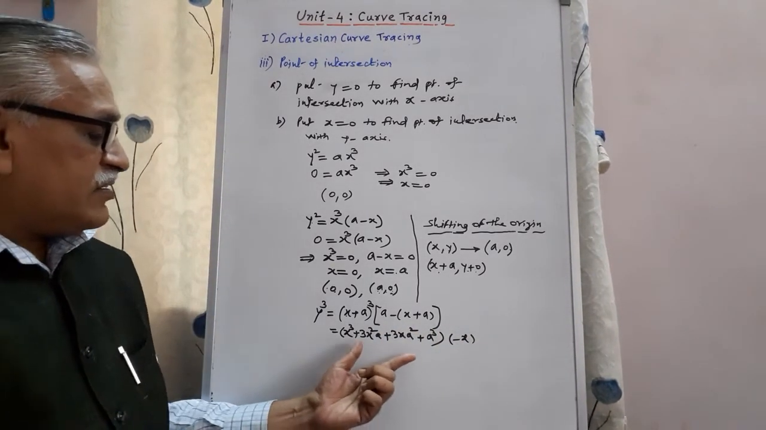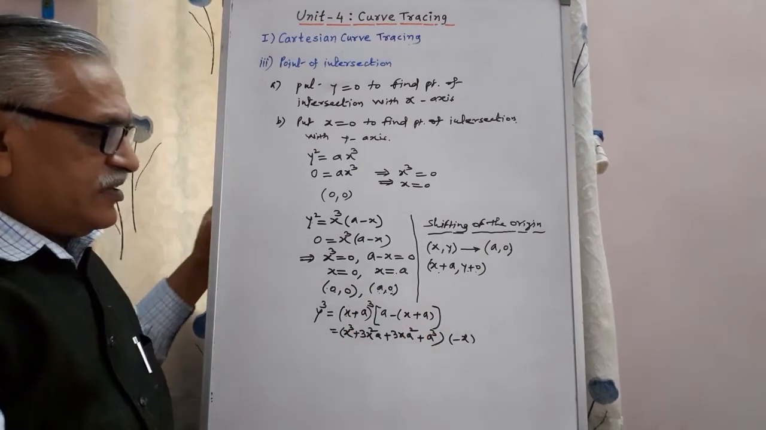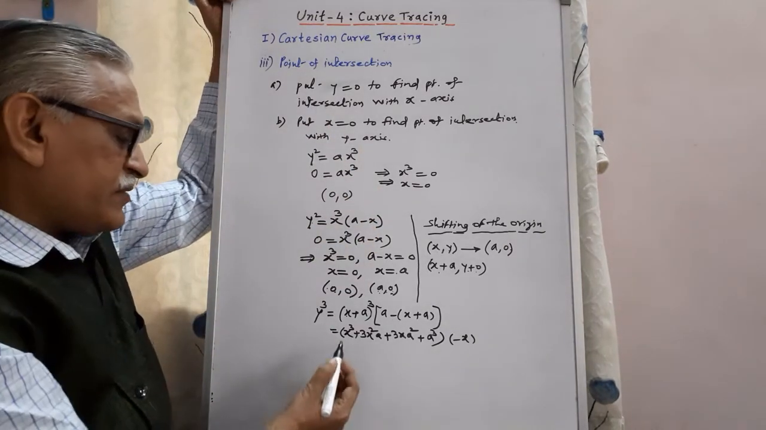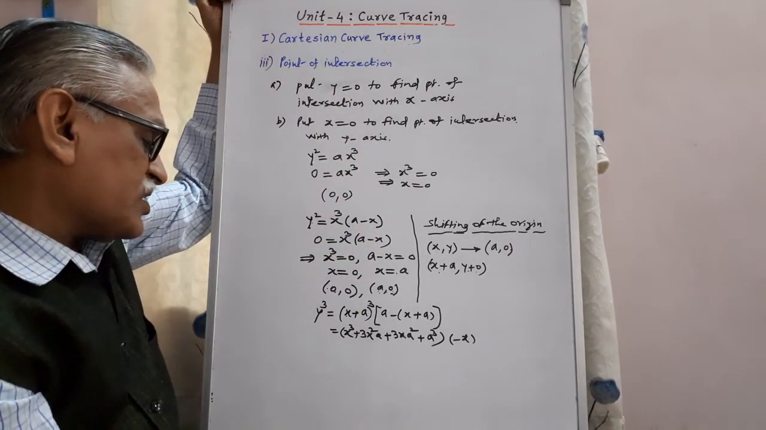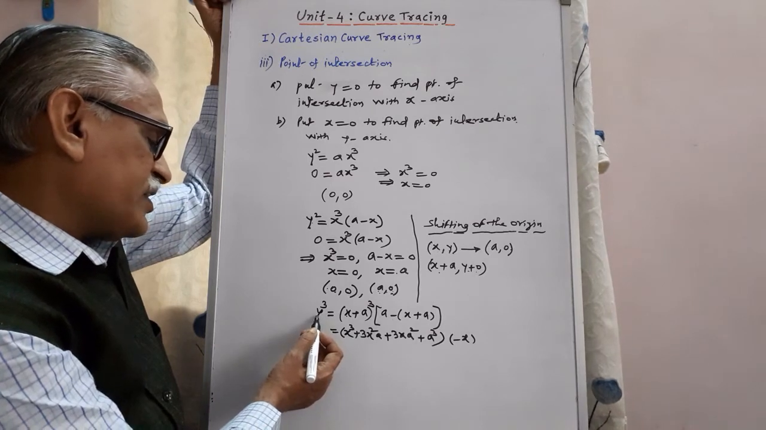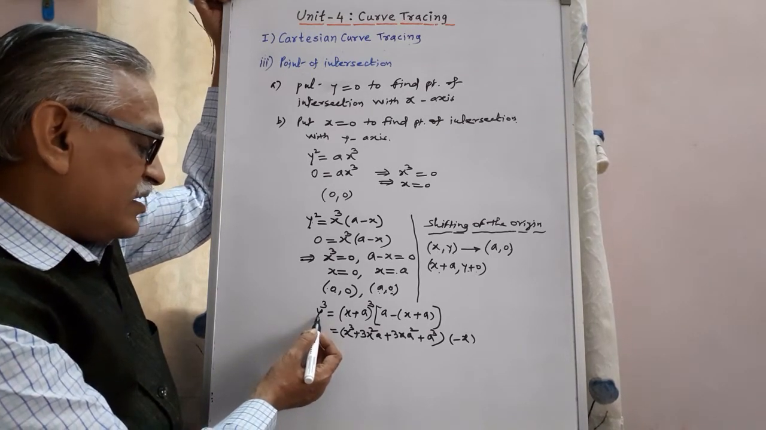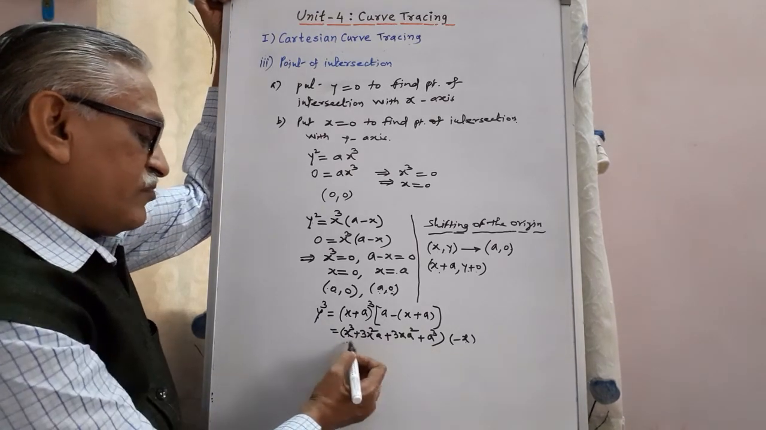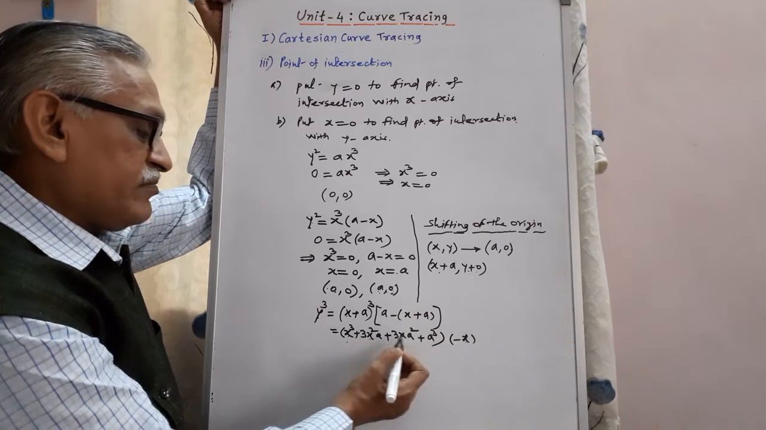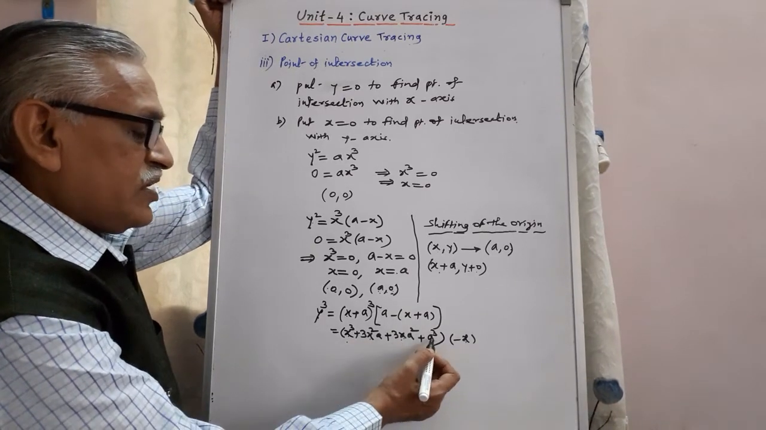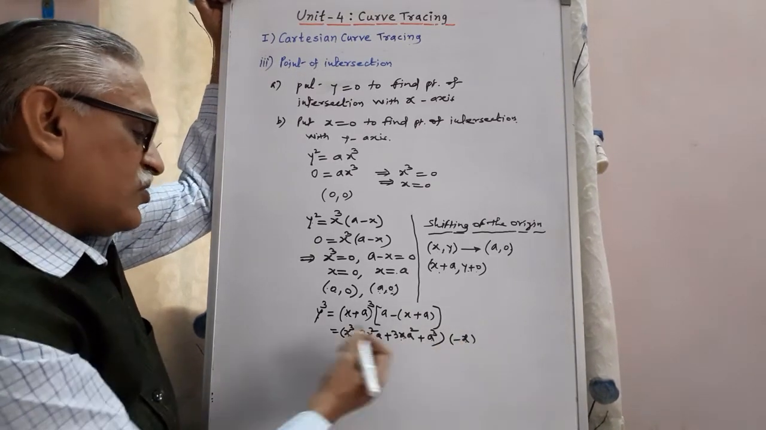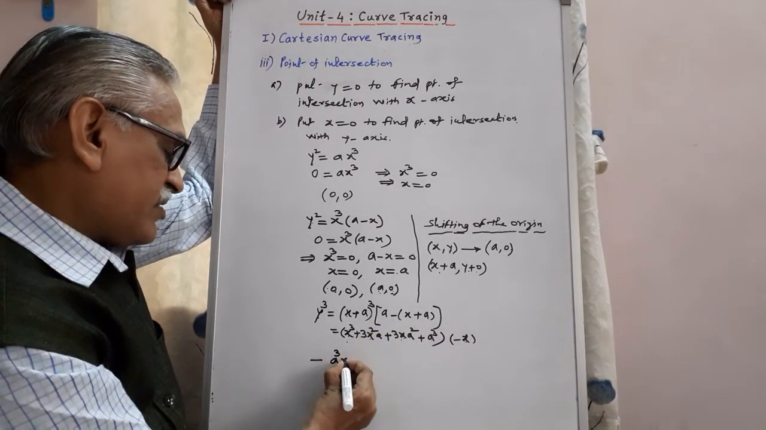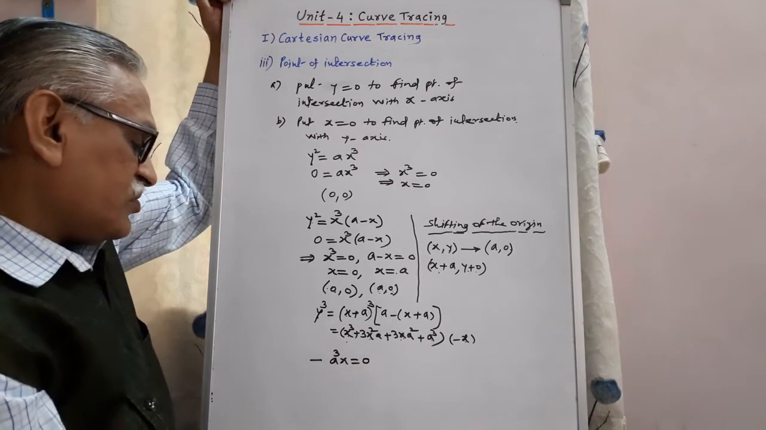And then at this new point of intersection, we have to find the tangent at the new origin. Therefore, we follow the same procedure. Find the lowest degree term or terms. Therefore, I will determine the degree of each and every term. The degree of this term is 3. The degree of this term is 4. The degree of this term is 3. The degree of this term is 2. And the degree of the last term is 1. Therefore, the lowest degree term is minus a cube x equals to 0.